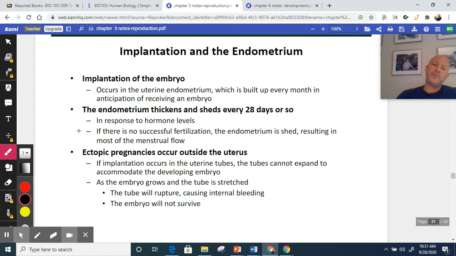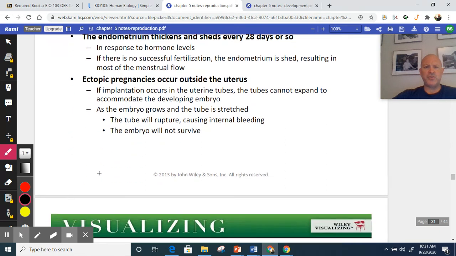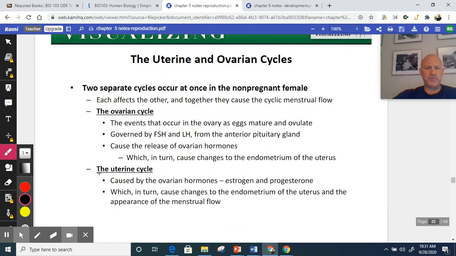Sometimes fertilized eggs want to implant too far up near the fallopian tubes. There's not a lot of space up there to accommodate a large developing embryo and fetus. If that were to happen, the tube would start to stretch, and that can become dangerous for the mother because the tubes can rupture, causing bleeding. The embryo doesn't have a chance to survive if attachment happens up that high. So usually those pregnancies, unfortunately, have to be terminated.